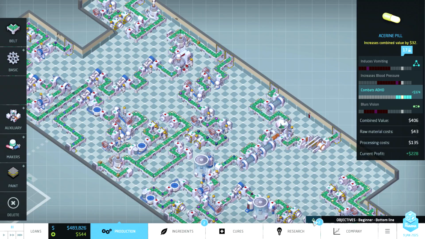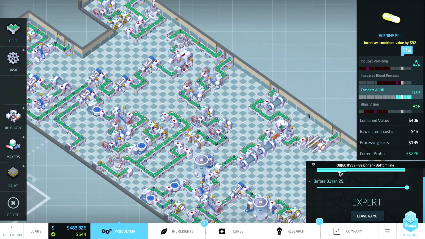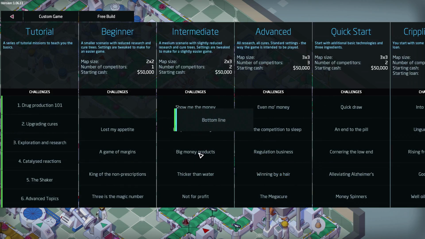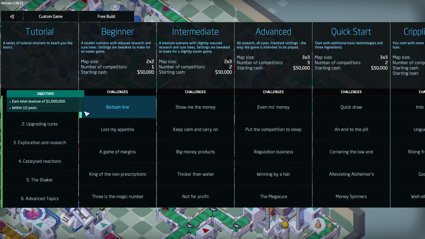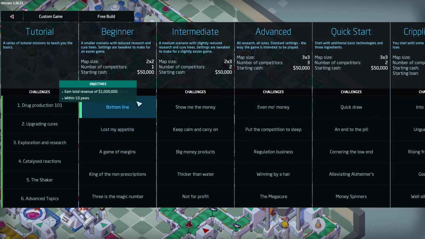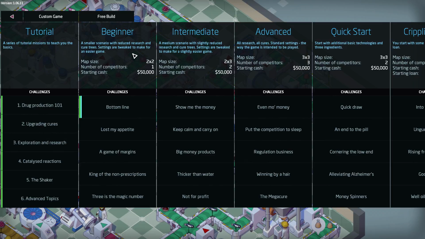Does it actually tell me how far I got as far as the objectives go? I guess not. It told me I got to expert level. That's about it. It was just over 3 million that we made at the end of the day. So let's just hit the leave game button. And yep, there we go. We got the blue there. So yes, we did bottom line and got it to expert level. That was in the beginner stuff.